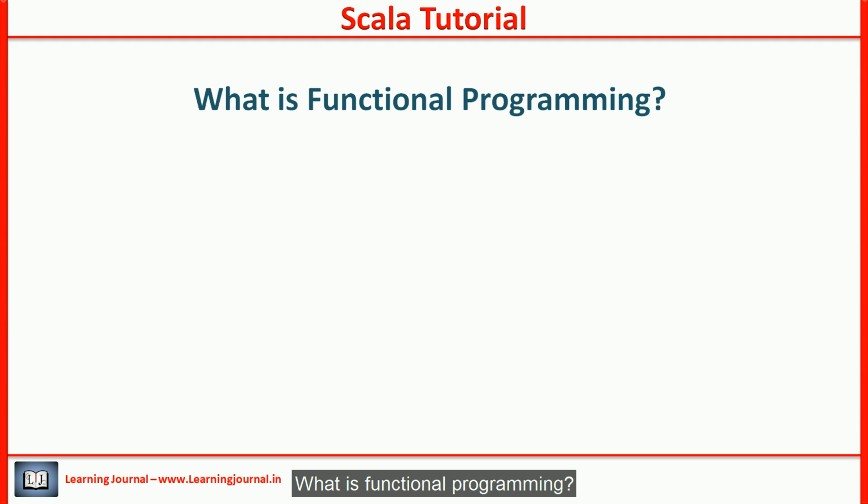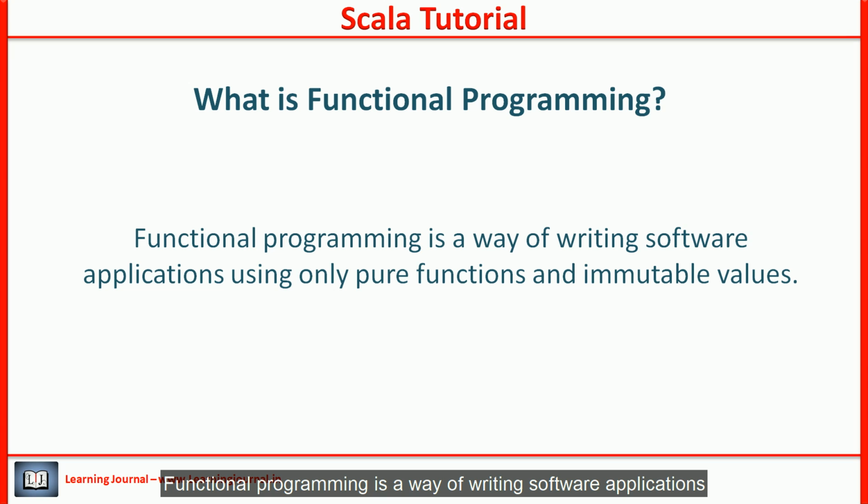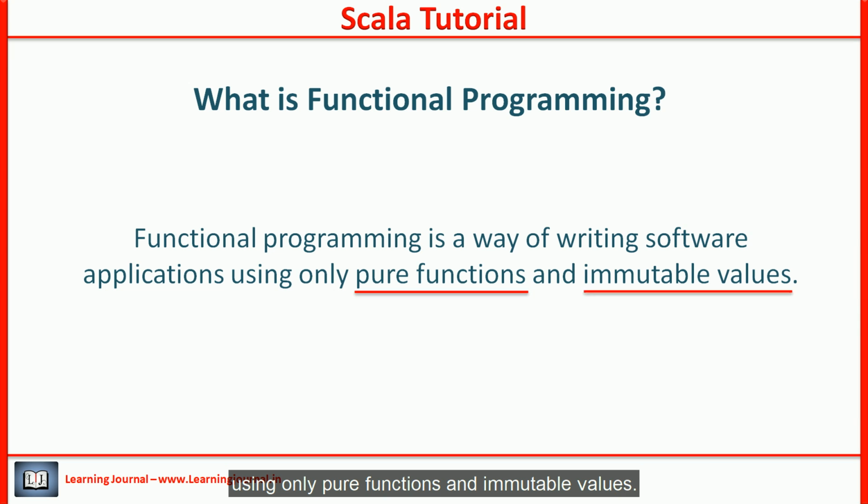What is functional programming? There are disagreements about the answer to this question, but at the simplest premise, here is the definition. Functional programming is a way of writing software applications using only pure functions and immutable values. What does it mean? I will explain it, but it may take some time and practice to understand the real meaning and implications of this definition. This definition is reasonably good. However, the pure function and immutable values are just two elements of functional paradigm.